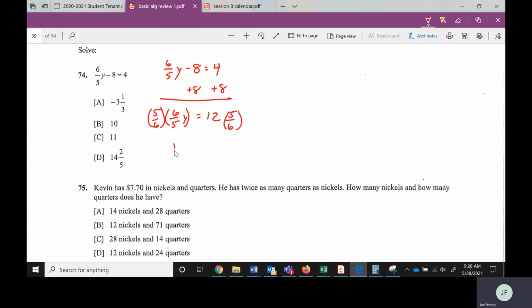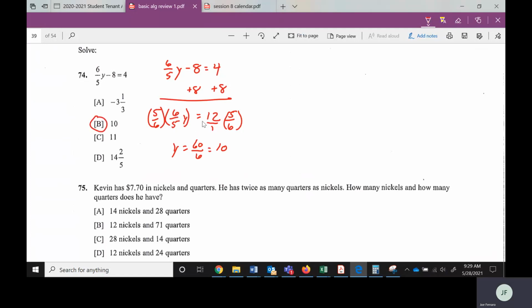So these cancel out. We're left with just y. On this side, remember, if we're multiplying by a whole number, we can make that a fraction just by putting 1 underneath. Now, if you know how to cancel out and do stuff like that, you can do that and make the multiplication easier. Otherwise, multiply across the top. 12 times 5 is 60. 1 times 6 is 6. Divide that out. 60 divided by 6 is 10. So our answer is 10.